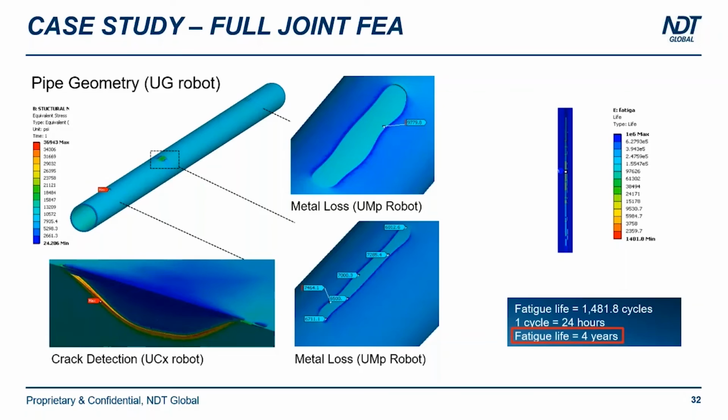It's a pipeline of 6 inches of diameter, built with API 5L X42 material specification and 9.3 millimeters of wall thickness. NDT Global performed their inspection using the ultrasonic geometrical robot, UG, the inspection of metal loss pitting using the UMP robot, and the crack inspection using the UC robot.